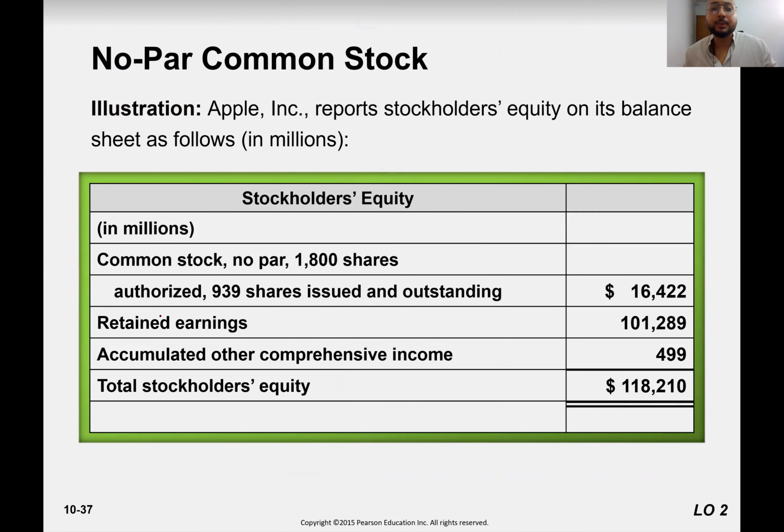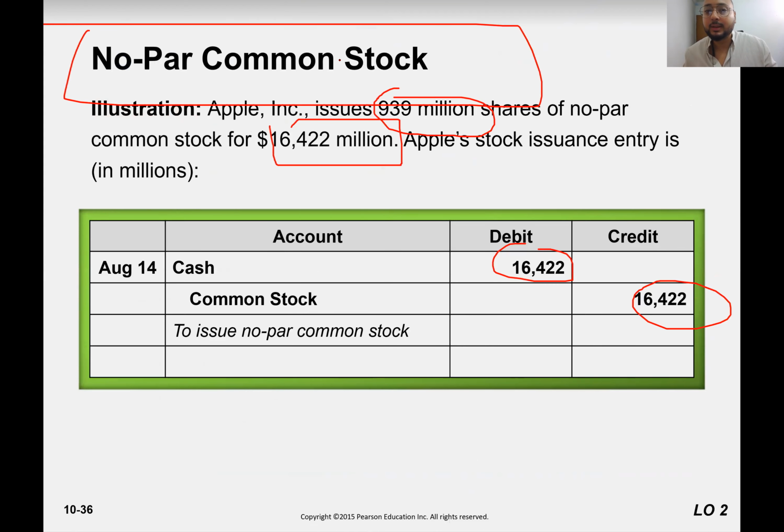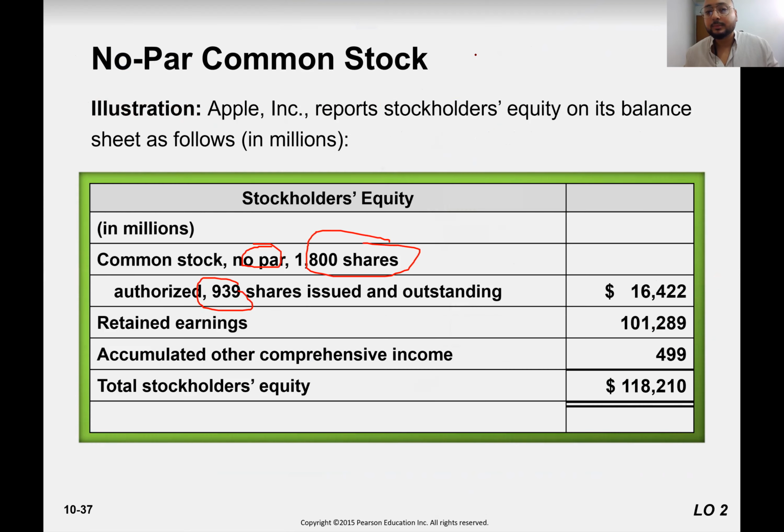How do we show that? Simple. For common stock, we write down no par value. So the maximum they are authorized to issue is 1,800 shares of no par value. They have issued 939 million, only 939. One share is equal to, you don't mention here, only say no par value. That's it. So it means there is no paid up capital here, right? Because we don't know how much the premium is.